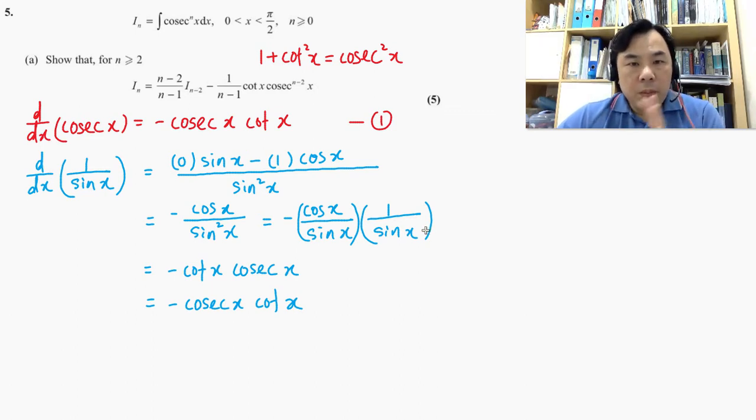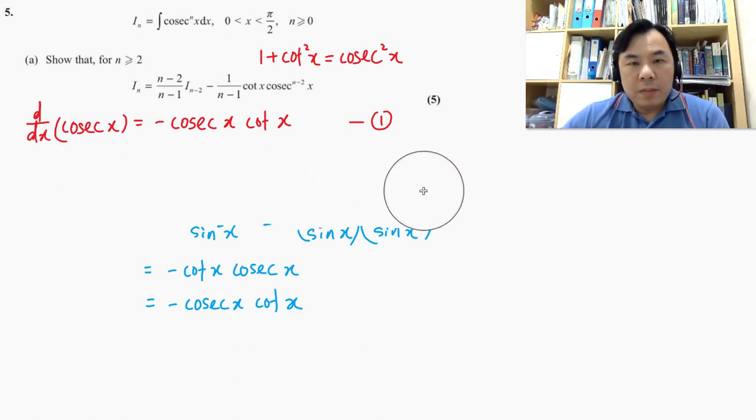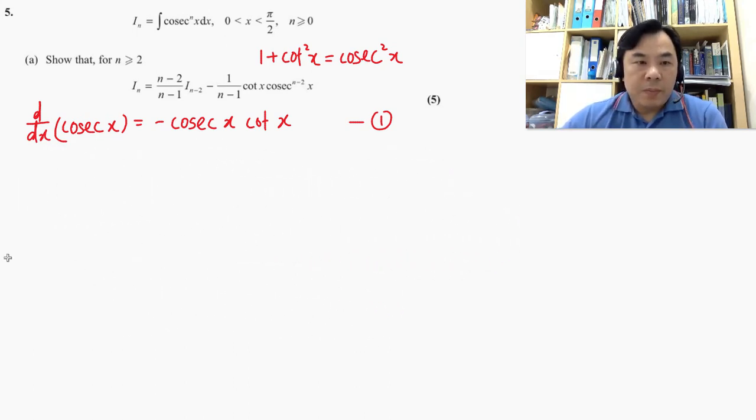I'm going to pause here and give you some time to digest that, if it has been a while since you've been doing differentiation. Now I'm going to erase this because we're only going to make use of the result. That's the first result that we need.